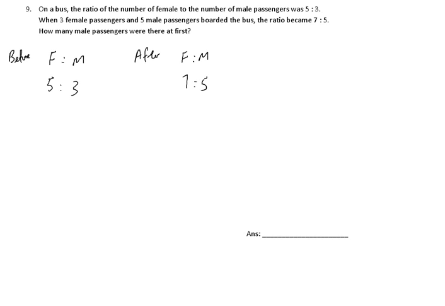Okay, Kaden, tell me, what's the next step? Yeah, we must make it into units and parts. So 5 units, 3 units, 7 parts, 5 parts.